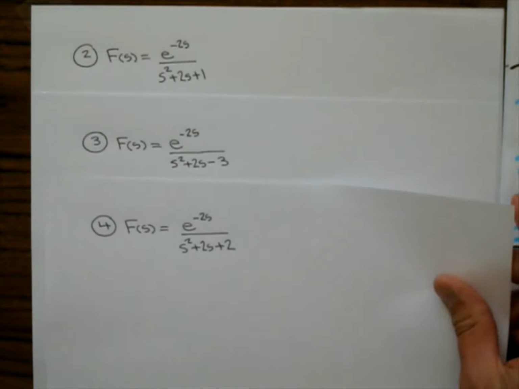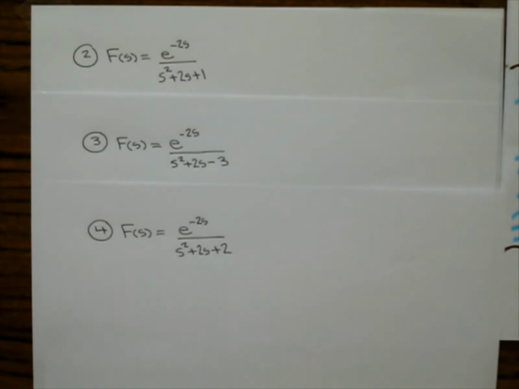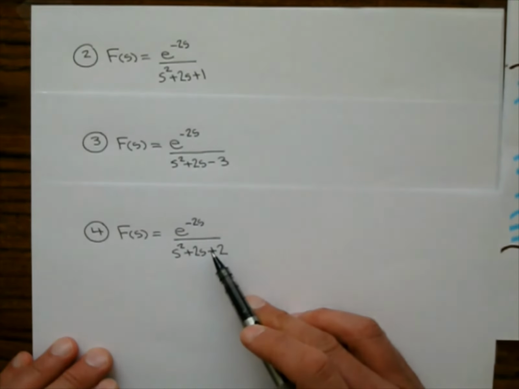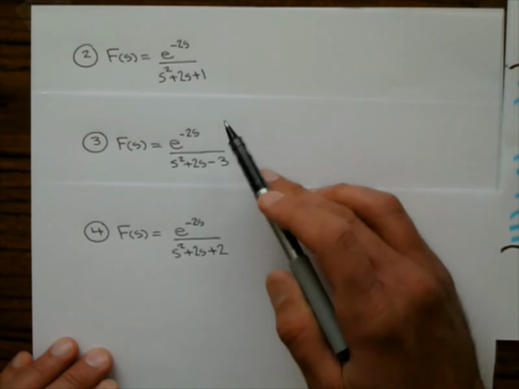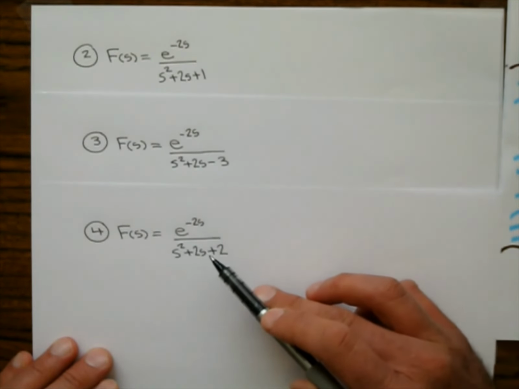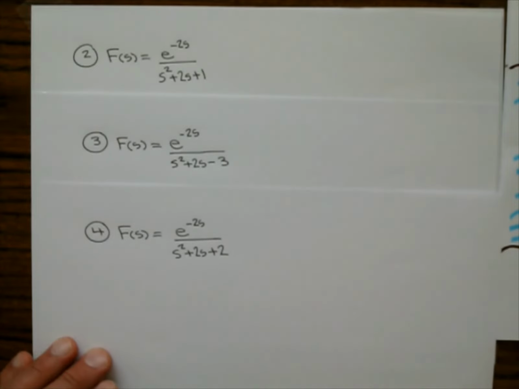Here's 4. Okay, so that's weird that I would show them to you. Those problems, I'm finding the inverse transform on, and they almost look the same. The only thing that's different in those problems is this little number here. This is a +1 here, and a -3, and a +2. That shouldn't make a big difference.